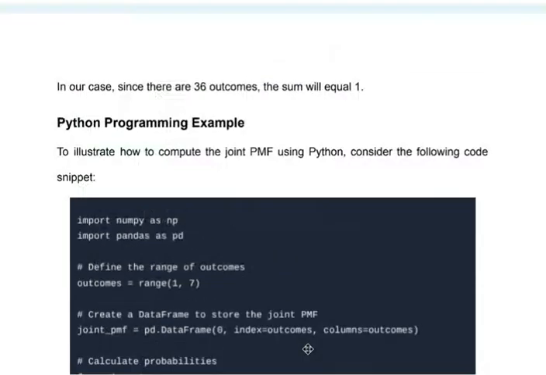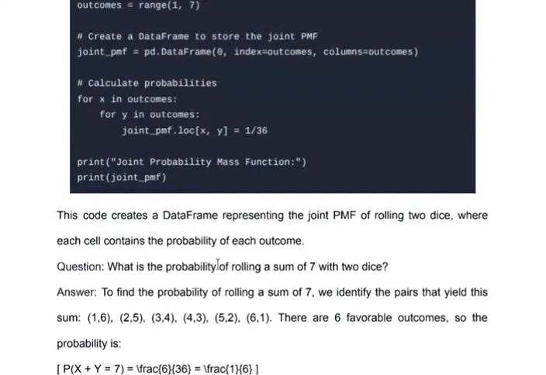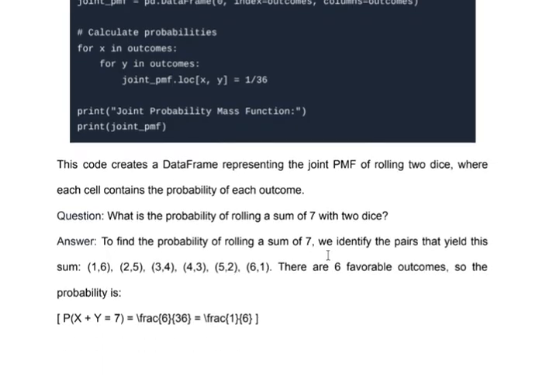of each outcome. Question: what is the probability of rolling a sum of 7 with two dice? Answer: to find the probability of rolling a sum of 7, we identify the pairs that yield this sum: (1, 6), (2, 5), (3, 4), (4, 3), (5, 2), (6, 1). There are 6 favorable outcomes, so the probability is as shown below.